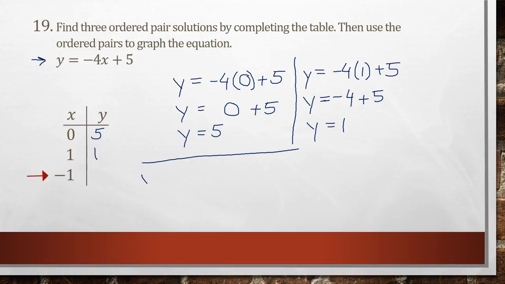So plugging in a -1 for x, we get y equals -4 times -1 plus 5. So negative times negative is a positive, and 4 times 1 is 4 plus 5. And then 4 plus 5 is 9. So my last point is -1, 9.